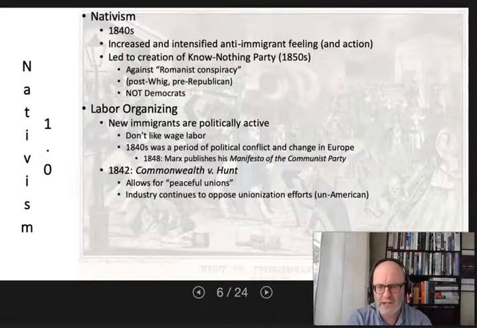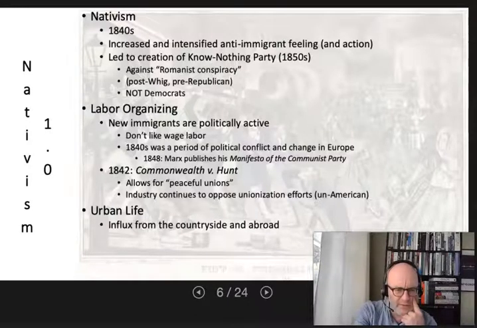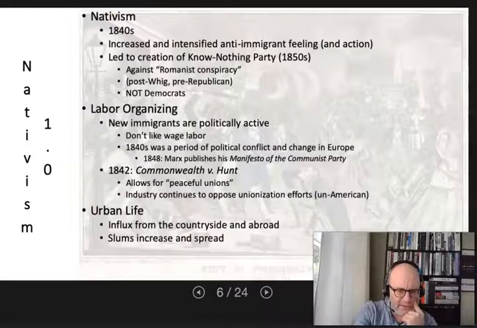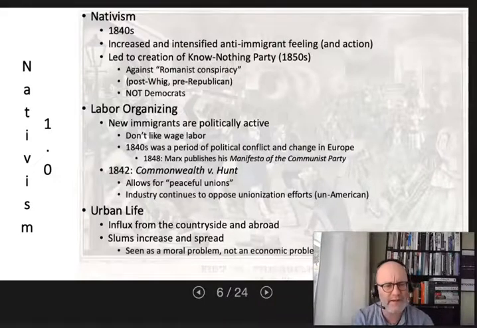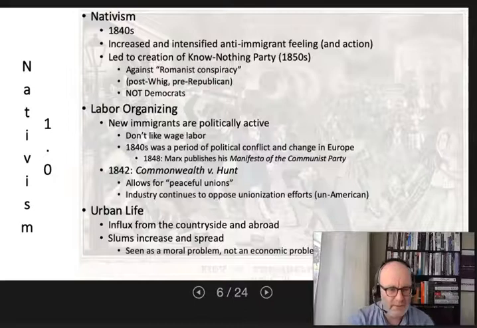It's only really a few decades that unions have a lot of power, and then we're suddenly back to the kind of 1840s. Urban life, people are moving from the country to the city. People are moving from abroad to the city. And when you have a lot of people in one place, and people are being exploited, you get slums, you get rentership, you get all kinds of problems that are legitimate problems.